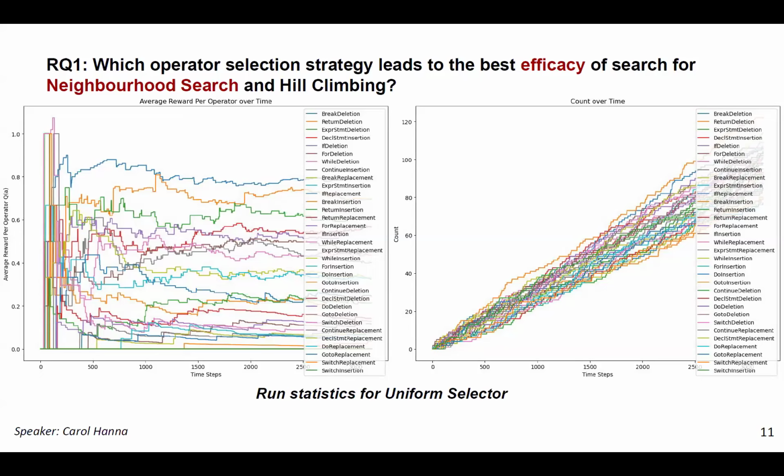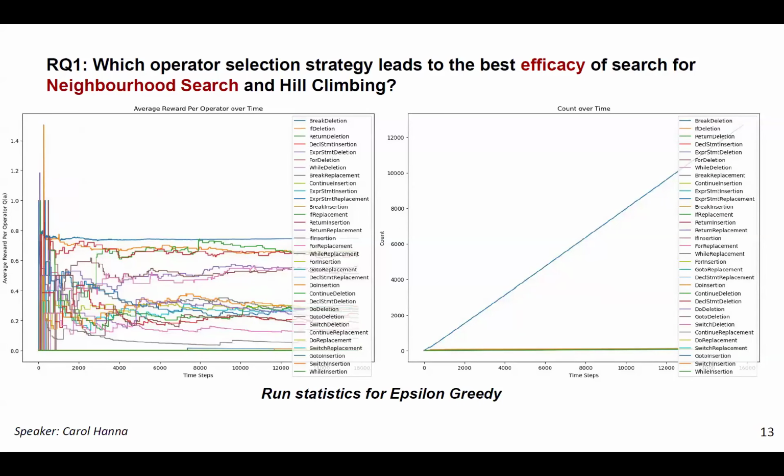Okay, so what we see basically around the 400 mark on time, I think that's milliseconds, the rewards start to stabilize more. And on the right-hand side, we plot the number of times that each operator was selected over the course of the search. And we can see that the operators were pretty much selected the same amount. It's a linear distribution for all of them, which is, again, not surprising because they have equal probabilities of being selected.